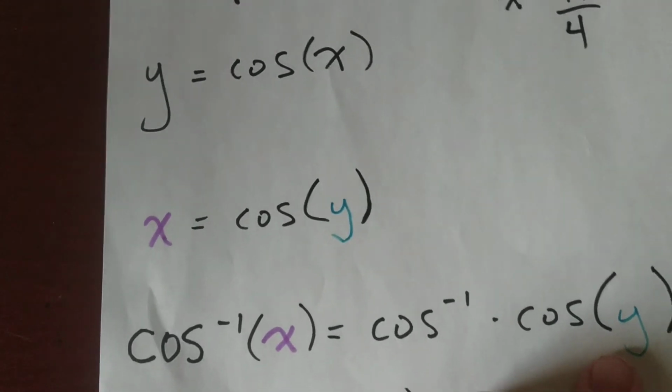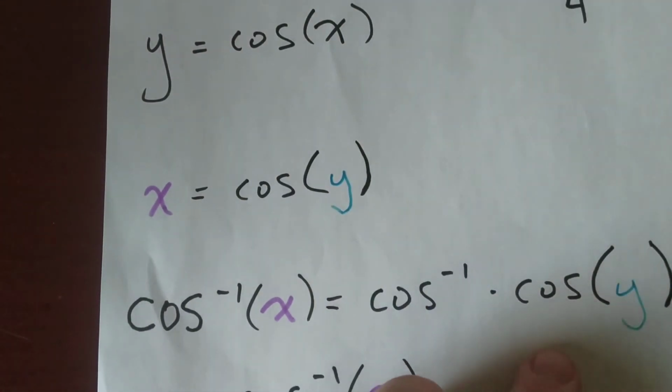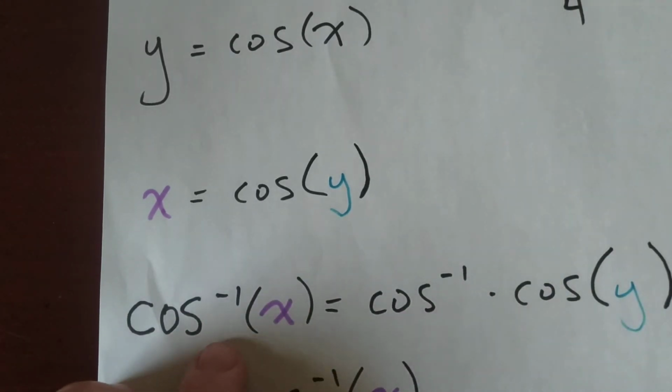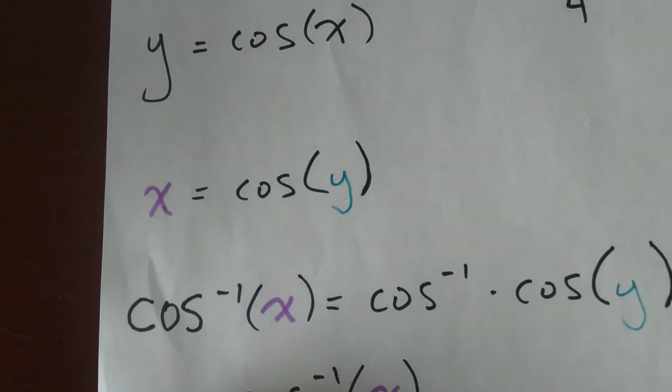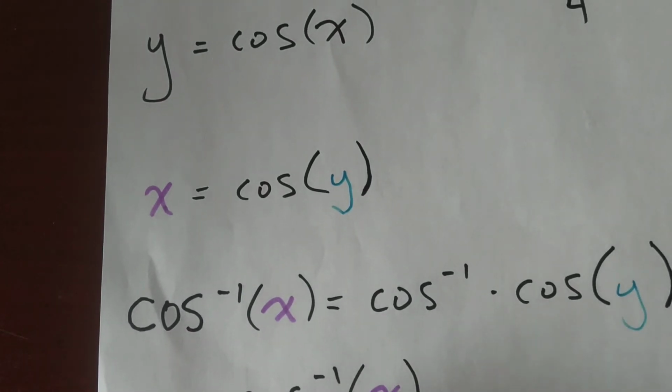Now we're trying to solve for y. We're trying to isolate the y. To get rid of cosine, we have to apply cosine to the negative 1. And what you do on one side, you do to the other. So y is equal to cosine to the negative 1 of x. If they give you a value, then you have to find out what the angle measure is.